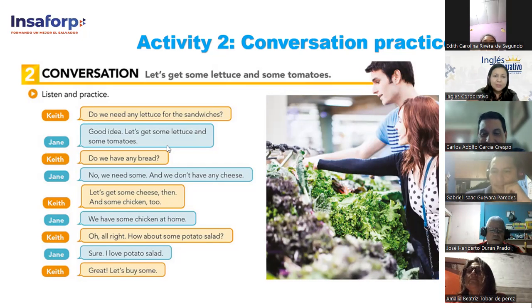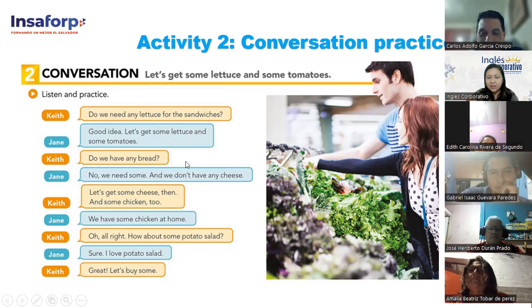So they want to make some sandwiches, but what ingredients do they need? You can see the picture. What is this? Lettuce. Some tomatoes. Exactly. Also, they need bread. And cheese. Chicken. They are going to buy potato salad.